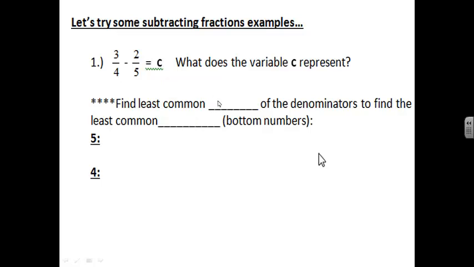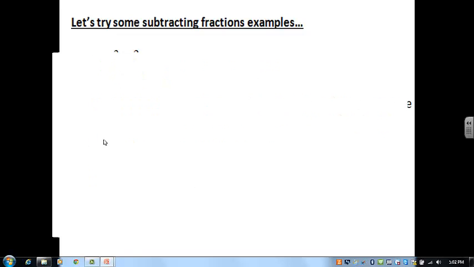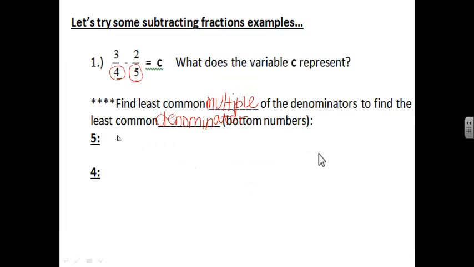Okay, find the least common multiple, very good. The least common multiple, okay, of the denominators to find the least common denominator. Okay, so we're finding the least common multiples, okay? Now, what do we have here? So let's start, what I always tell my kids is make sure you start with the bigger one. So in this case, 2/5 has a bigger denominator than 3/4. So you always start with 5. Oh, sorry. You would start with 5. So let's start saying our multiples.